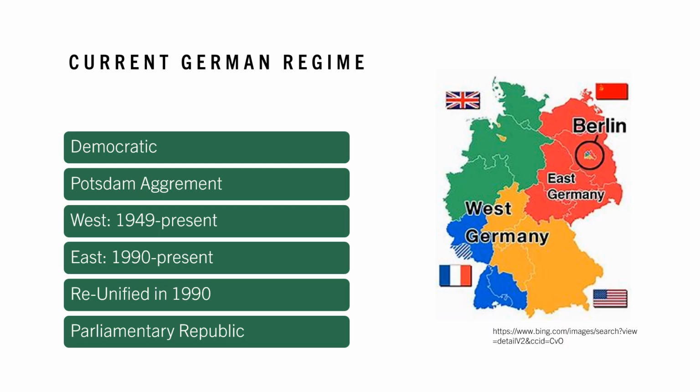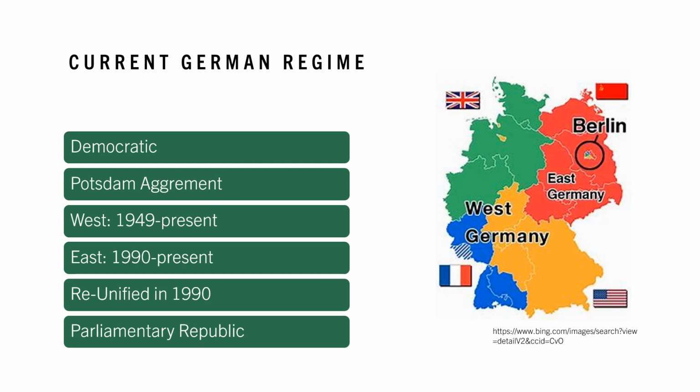So the current German regime is democratic. It was formed after the 1945 Potsdam Conference, in which the Allied powers after World War II, the UK, United States, and Soviet Union, got together to decide how they wanted to rebuild Europe. This is where they divided Germany into East and West.